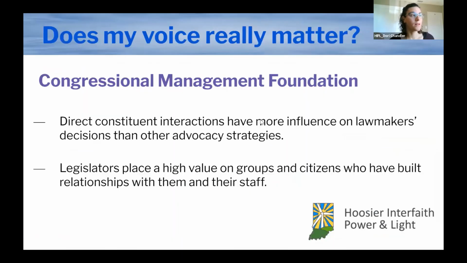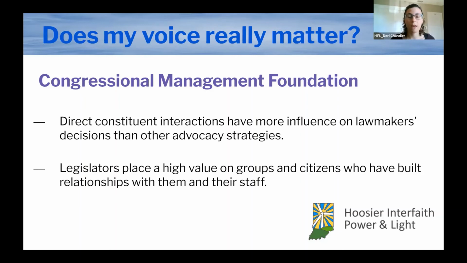So first of all, does my voice really matter? The Congressional Management Foundation is a nonprofit that works with legislators and their staff to generate opinions about how to best connect with constituents, and does a lot of polling indicating what legislators feel is the best way. And they say that direct constituent interactions have more influence on lawmakers' decisions than any other advocacy strategies.